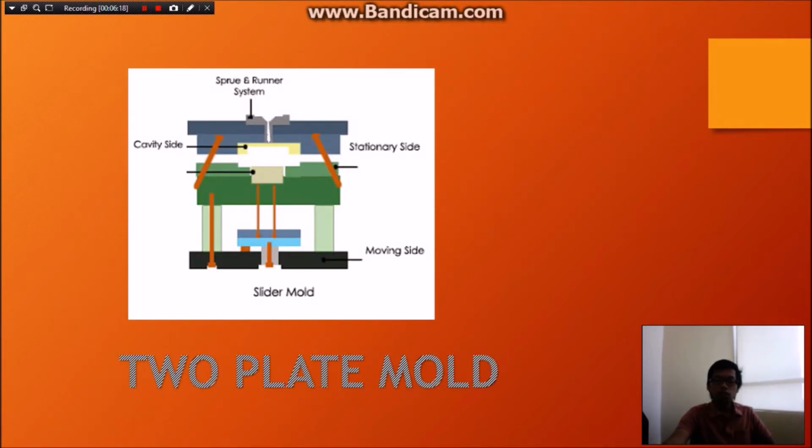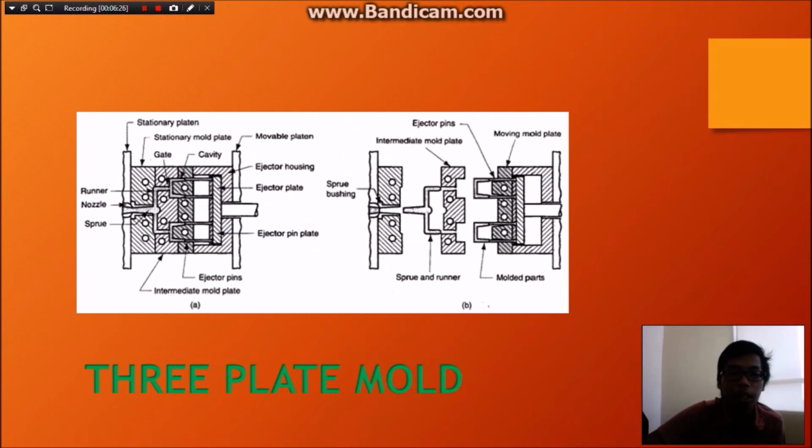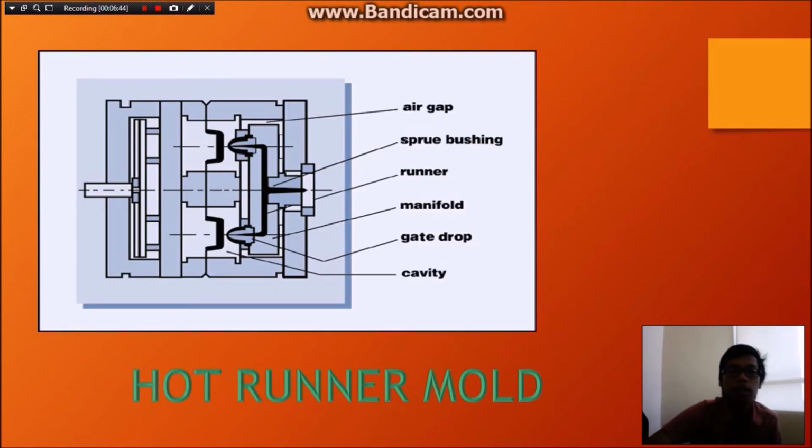Okay, this is a figure for the 2-plate mold. For the 2-plate mold, we have a stationary side and a moving side. Then we have the 3-plate mold. In the 3-plate mold, we have 3 parts of the plate: stationary platen, movable platen, and, oh sorry, intermediate mold plate. And next we have the hot runner mold. This is a figure about the hot runner mold. This is the air gaps, manifold, and cavity.